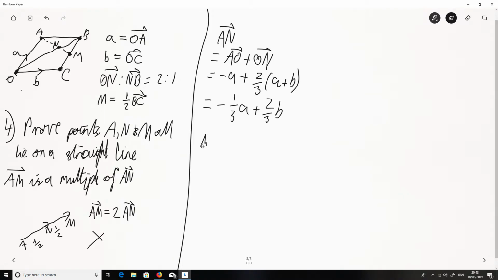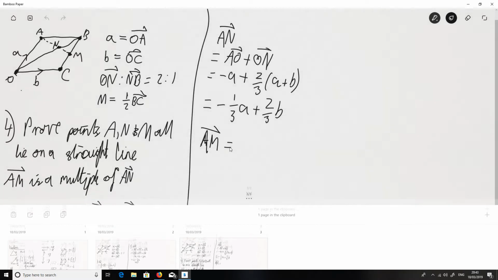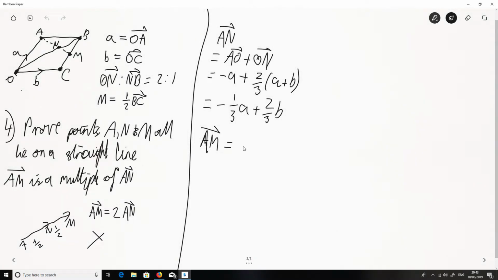So we also worked out previously that AM is equal to, let's go back and have a look, AM is equal to B minus 1/2 A. So this is minus 1/2 A plus B. So we need to show that those are multiples of each other. So the easiest way to show this is to trial it with the easiest variable. The A looks quite difficult to try and show they're the same, so what we will do is do the B's.